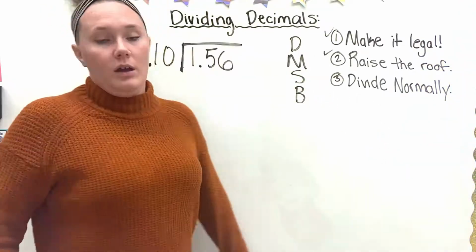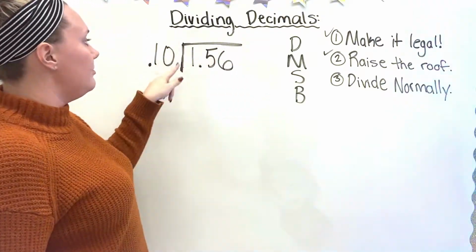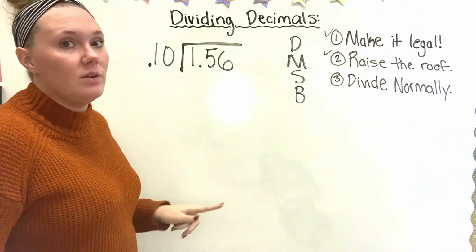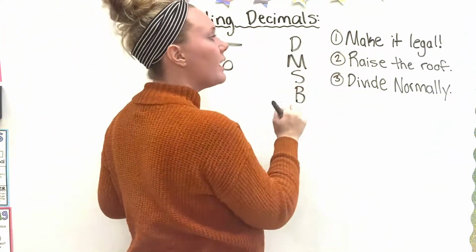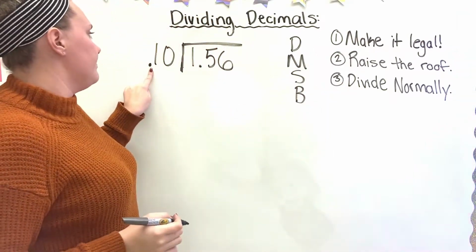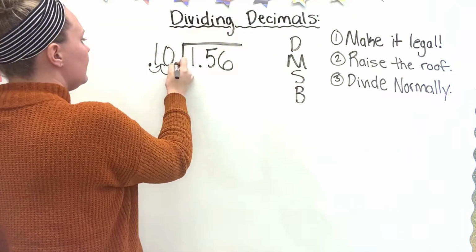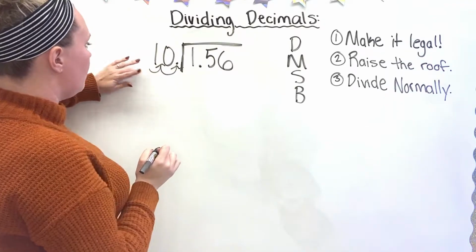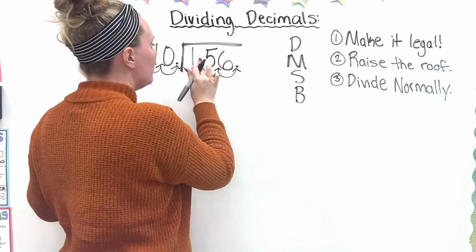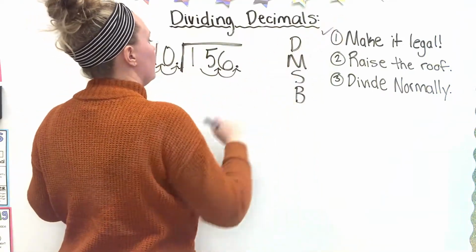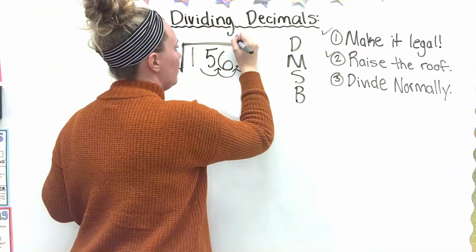Let's try another one. All right, next example. We have 1 and 56 hundredths divided by 10 hundredths. So first things first, we have to make it legal. Still got my checks from last time. It can't be there. It has to be all the way at the back. So I'm moving it once, twice to get it there. If I move it twice outside, I have to move it twice inside. Okay, I made it legal. Done. Raise it to the roof. Done.